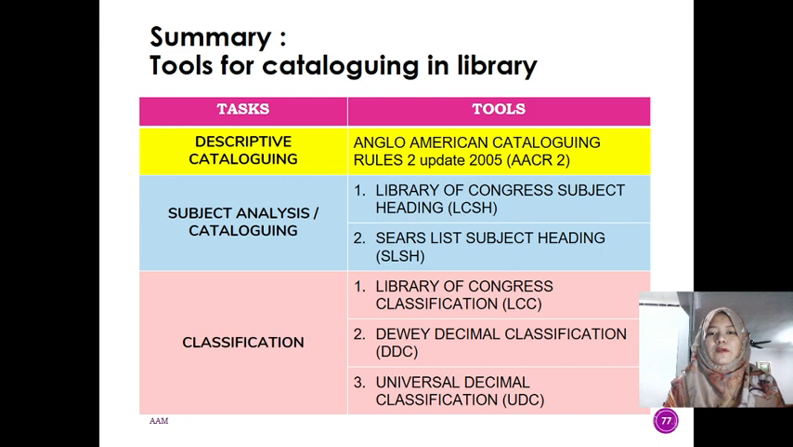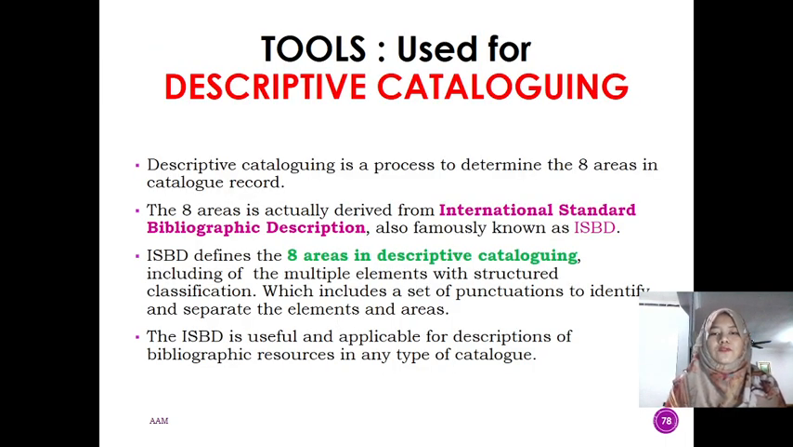Okay, for descriptive cataloging, normally we use the Anglo-American Cataloguing Rules, 2005 update, AACR2. For subject analysis, either one, okay, you choose Library of Congress Subject Headings or Sears List of Subject Headings, and for classification there are three, which are Library of Congress Classification, Dewey Decimal Classification, and Universal Decimal Classification.